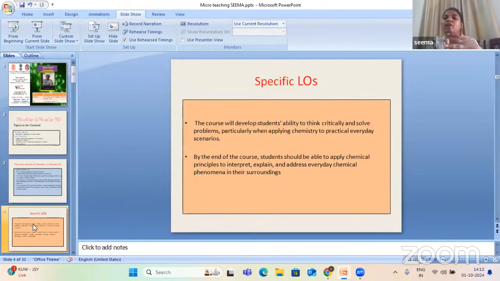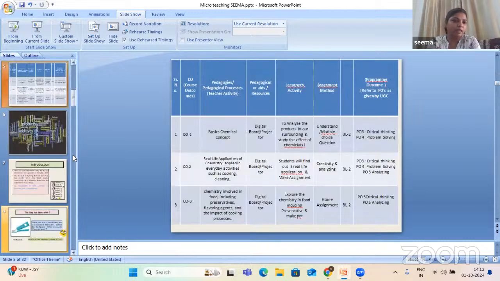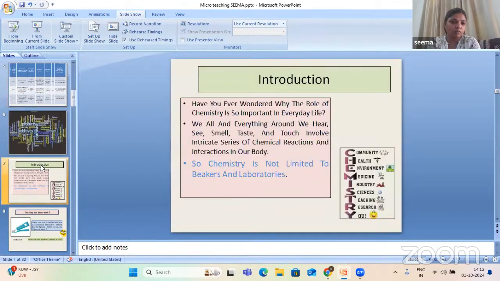The specific learning outcome of this topic is that students will develop the ability to think critically and solve problems when they apply chemistry to practical everyday scenarios. By the end of the course, students should be able to apply chemical principles to interpret and explain. And this is my lesson plan, according to which I am covering my whole topic, where I'm using pedagogical resources like the digital board and projectors, and assessment methods like multiple choice questions, home assignments, quizzes, and some activities.